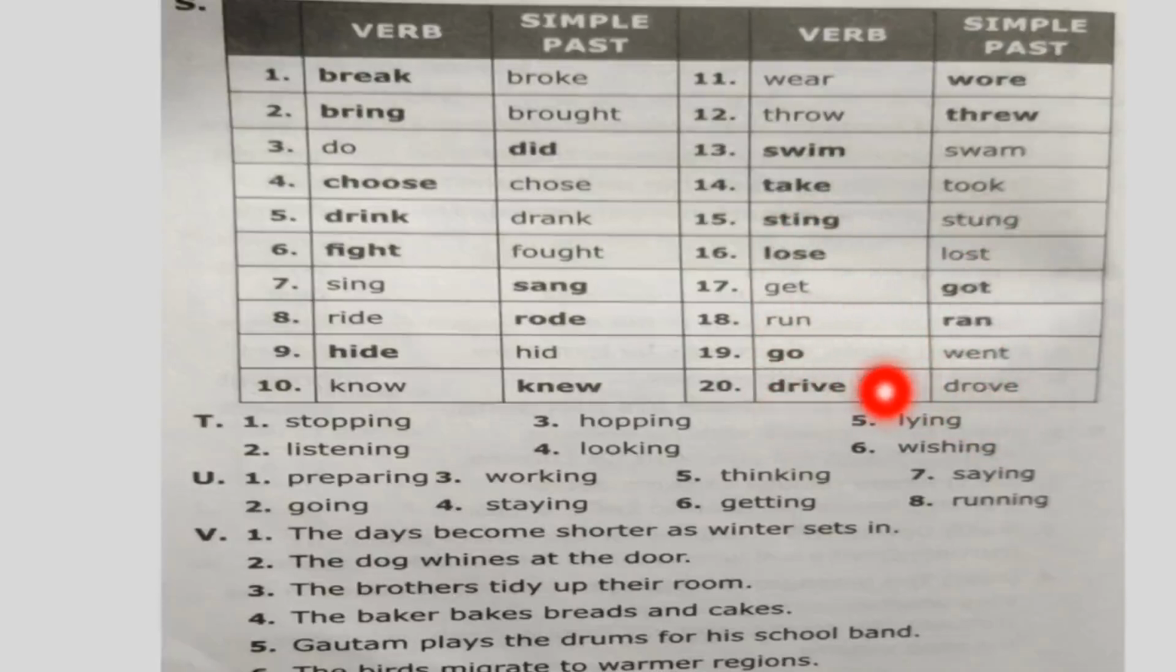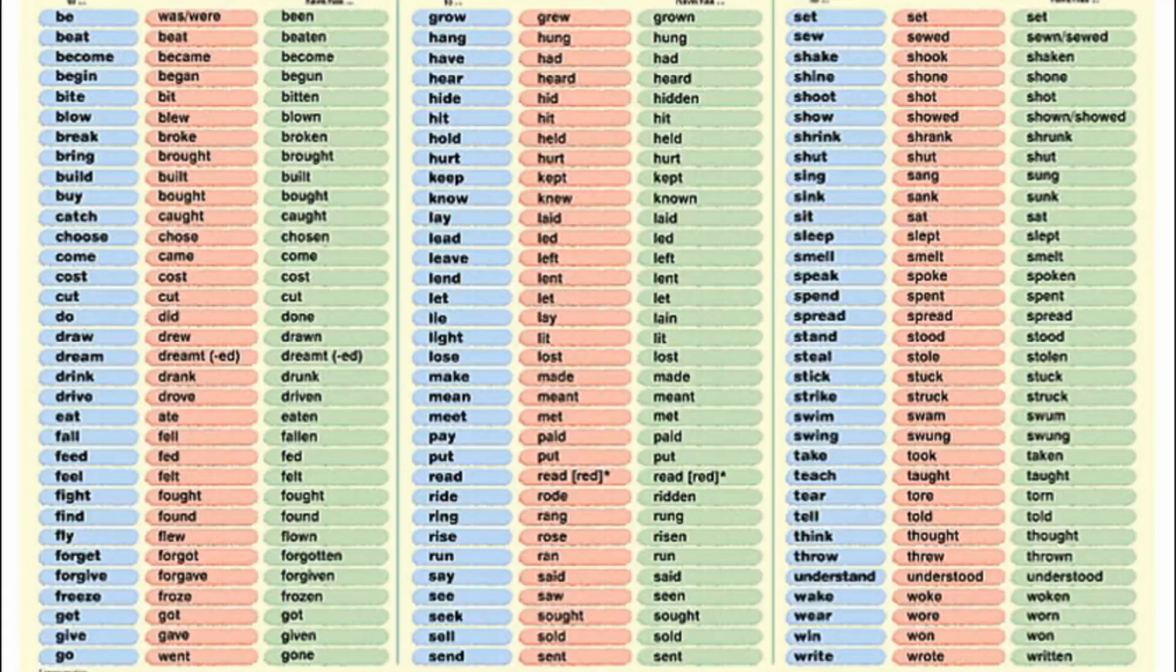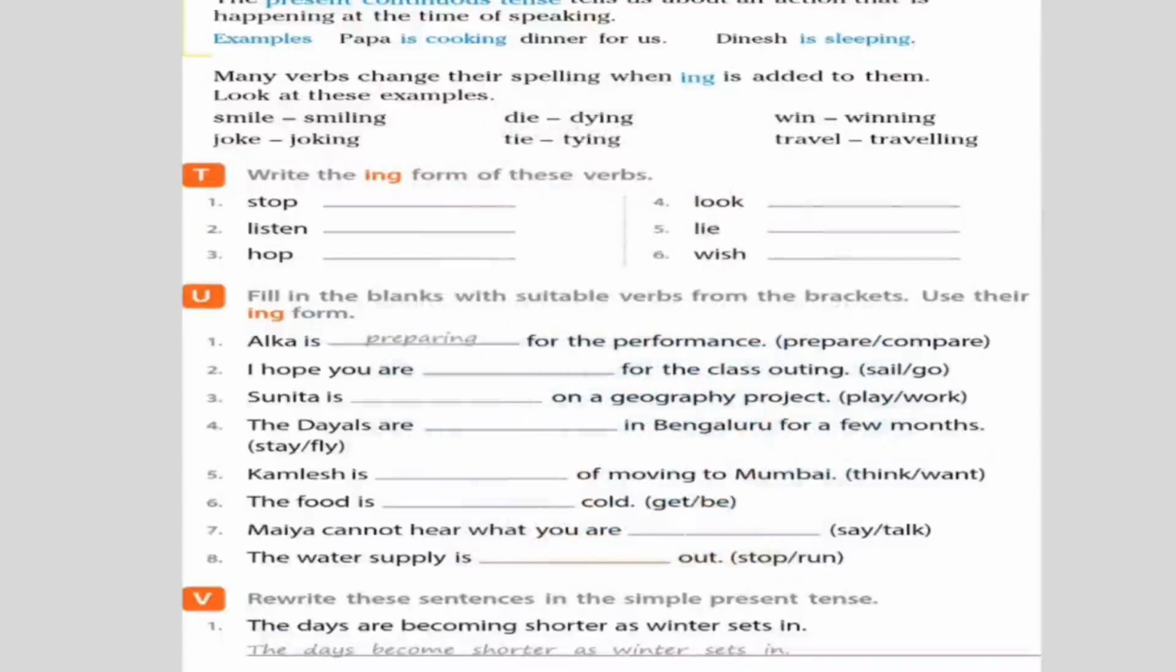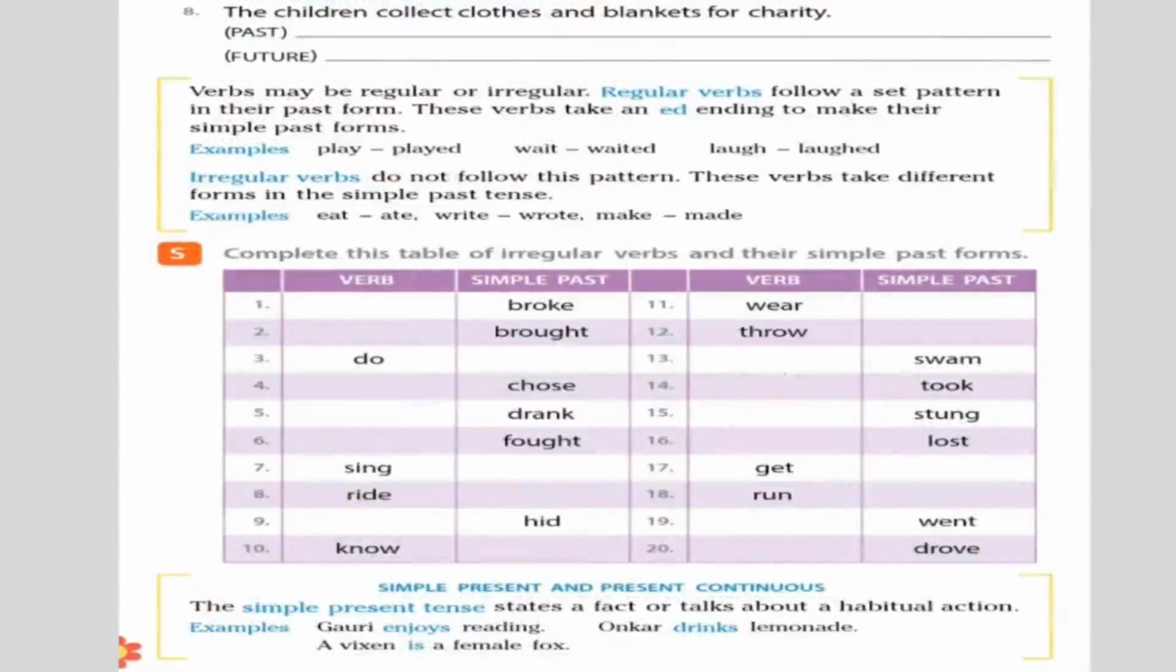Now, let us go back to the exercises. Tenses. Dear children, what does tense actually mean? The tense of a word tells us the time of an action, right? Tenses talk about the time when the action takes place, right? At what time?